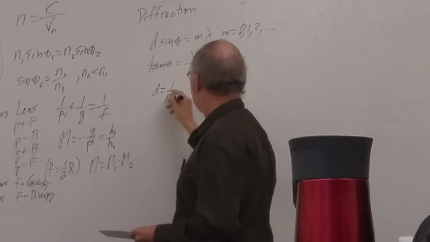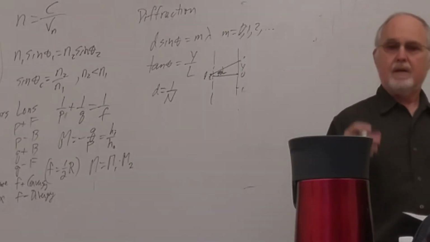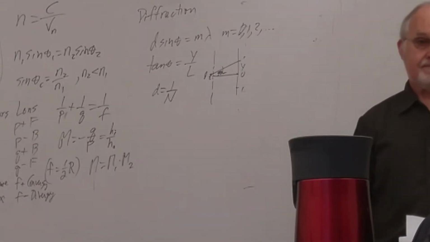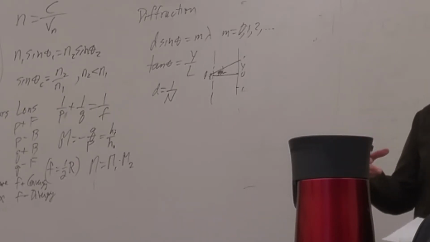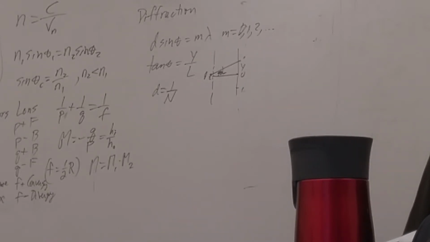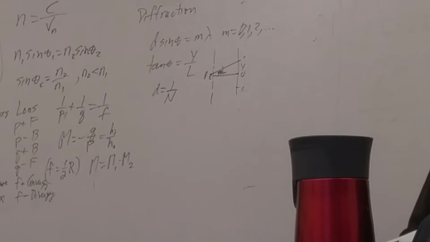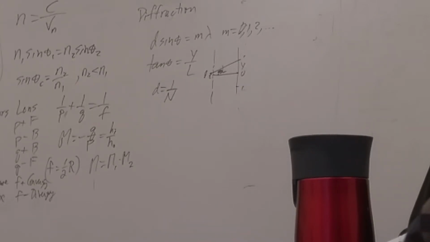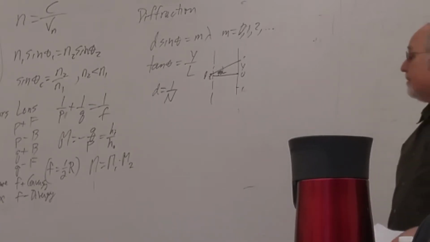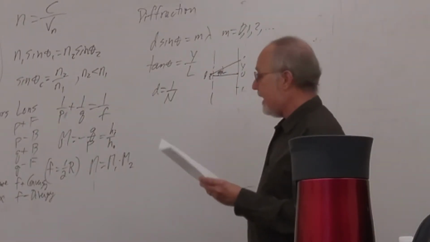The d is 1 over n, where n is the number of openings or lines per unit length. So again, those gratings we used in the lab had 600 lines per millimeter. And so 1 over 600 would be the distance between them in millimeters. But in the d sine theta equation, I would always say put the d in meters, so your lambda is also in meters. d and lambda need to be in the same units. So we've got those equations dealing with diffraction.